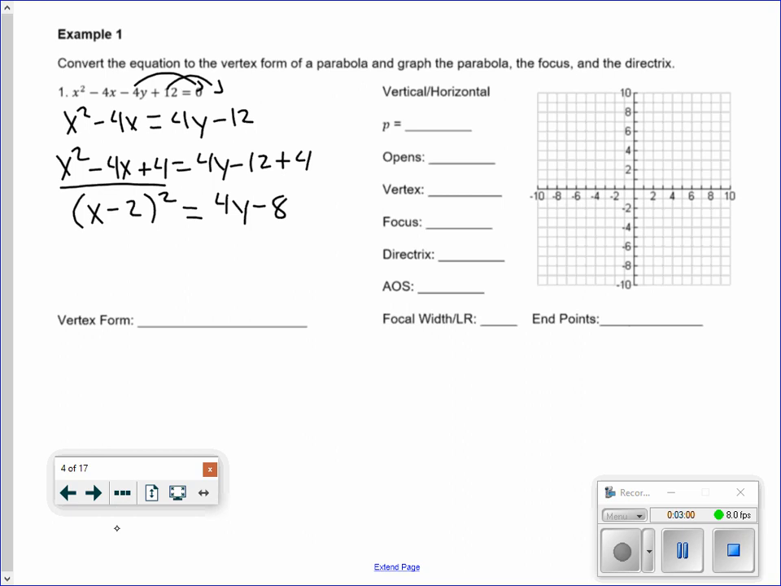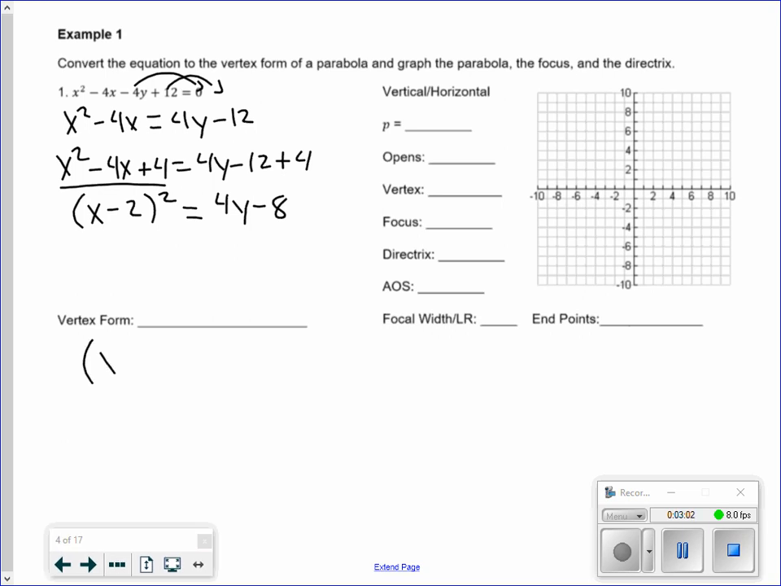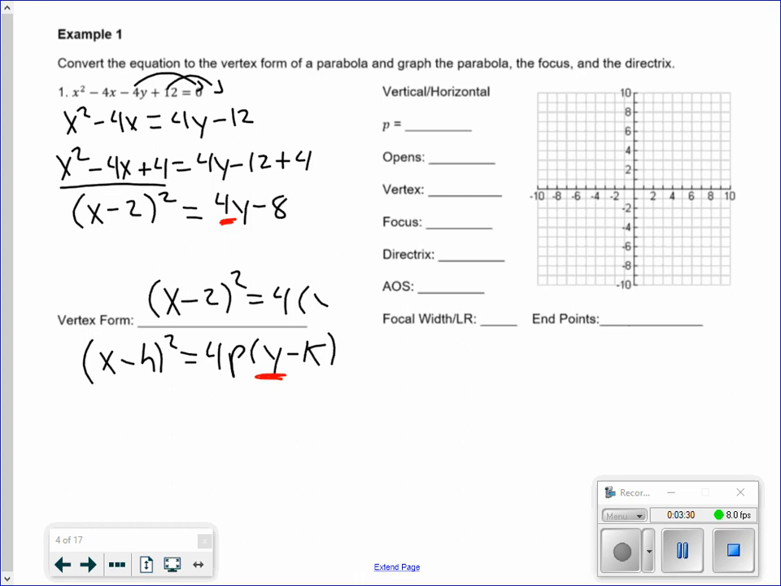But remember what our standard form of the equation is. It's in the form x minus h squared equals 4p times y minus k. See, we don't have any coefficient in front of that y. So that means this 4 right here, we need to factor that out. We do not want a coefficient in front of our y. So we're going to factor out that 4 to get x minus 2 squared equals 4 times y minus 2. So factor out that 4. That's what you get. And it's not vertex form, it's going to be standard form.